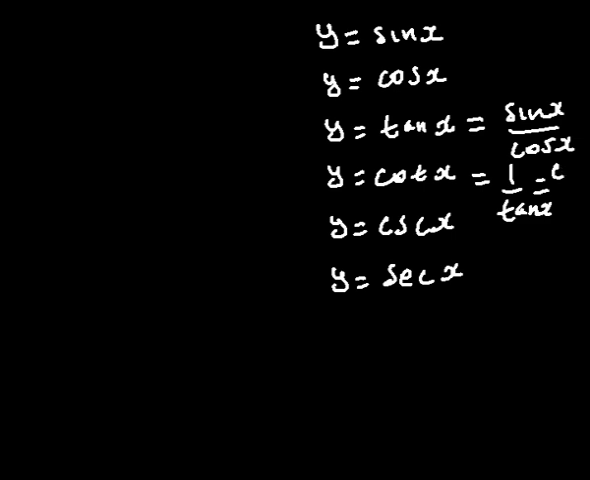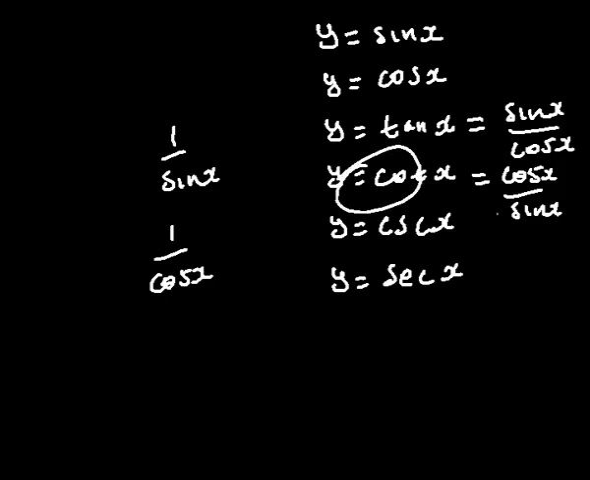Which is the same as cos x divided by sin x. So in all cases, cot x is the same as cos x divided by sin x. And cosec x is the same as 1 over sin x. And sec x is the same as 1 over cos x. So keep that in mind.